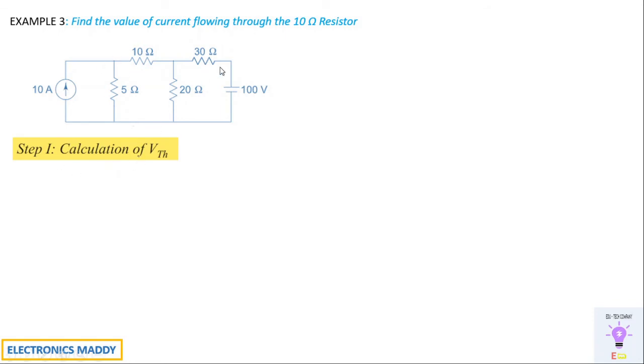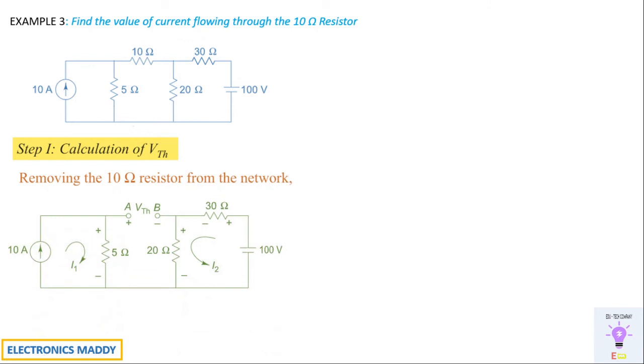How can that be done with respect to the 10 ohm resistor? At this point, remove that, open circuit it, and find the value of VTH at that point. So how do you do that? There are two loops clearly over here. No current flows through this point because it is open circuit, so we leave that as it is.